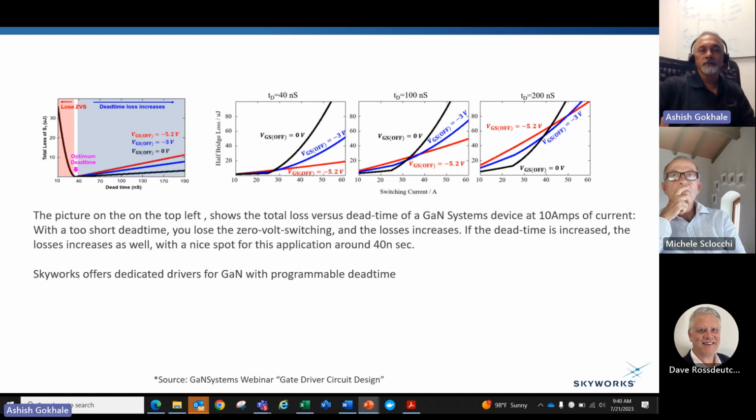And Skyworks drivers have a dead time specification. You can tune it to as low as 20 nanoseconds, and it can go up from there all the way to hundreds of nanoseconds. So it's the perfect range for optimizing dead time on a GaN-based system.